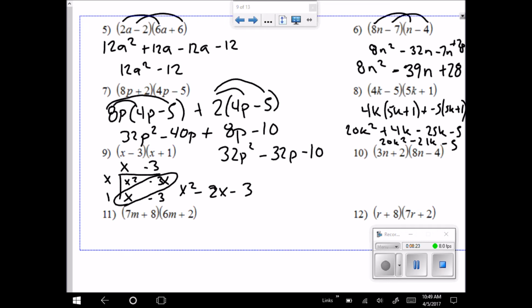Going back to FOIL, my first is going to be 24n squared. My outer is going to be negative 12n. My inner is going to be positive 16n. And then my last is going to be negative 8. So simplify here. So I have a positive 16n plus a negative 12n, which is going to be a positive 4n minus 8.